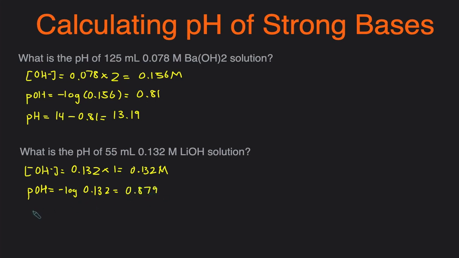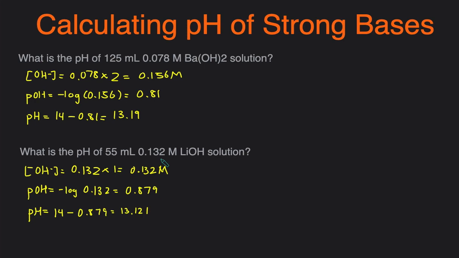Then subtract the pOH from 14 to get the pH. So 14 minus 0.879 equals 13.121. And this is 3 sig figs, so only the 3 numbers after the decimal point count, and our original concentration had 3 sig figs. And that's how you do it. That's how you would calculate the pH of a strong base.